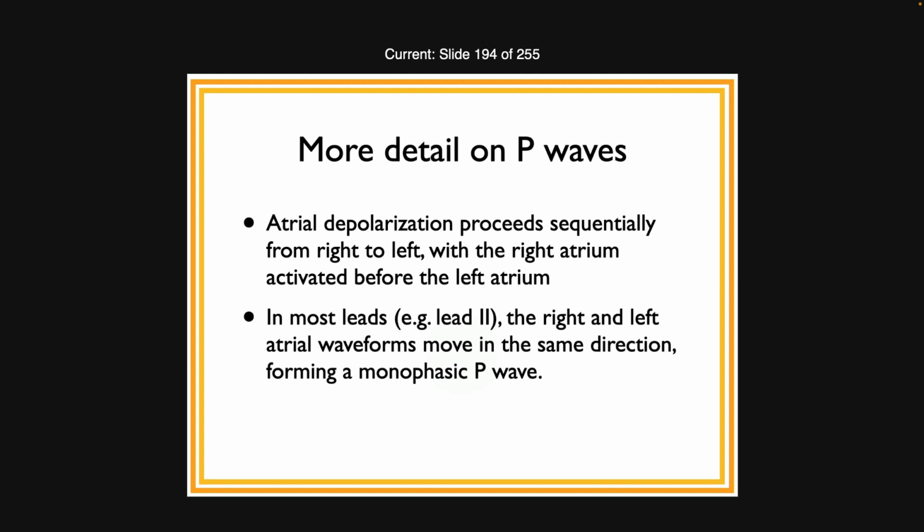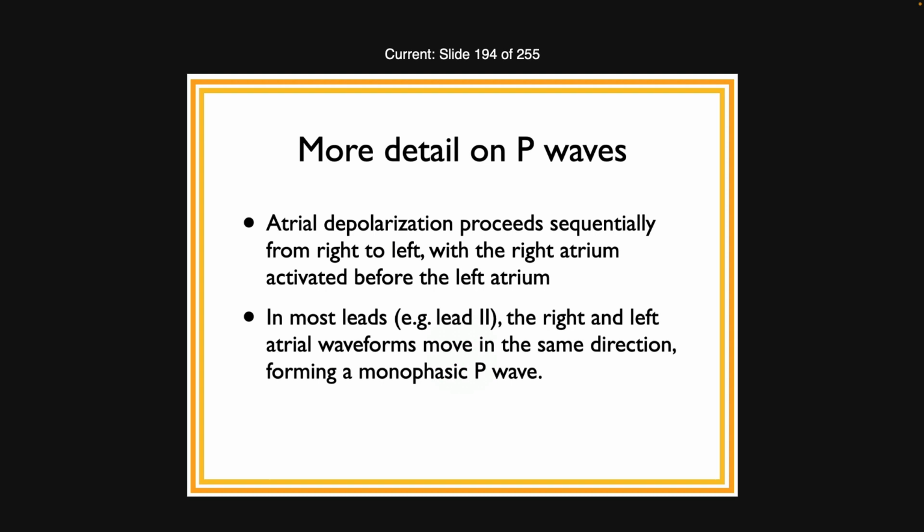So the SA node, what is it in, the right or the left atrium? So Grace, right or left atrium? Right, okay. And remember then, there's that Bachmann's bundle that goes across to the left atrium, depolarizes. But what that means is that the right atrium depolarizes a fraction of a second before the left atrium. Not by much, but a tiny, tiny bit.